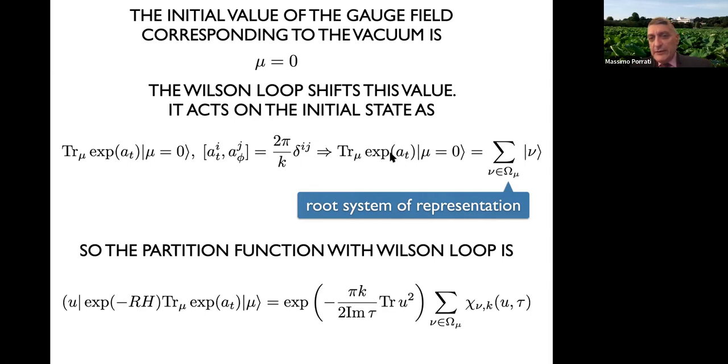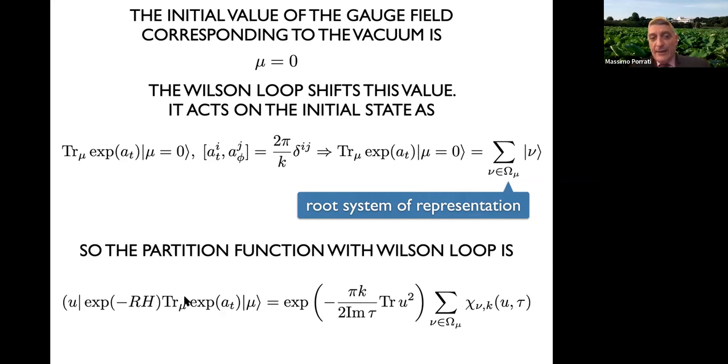And then, when you compute the trace of the exponent of A applied to this mu, you know exactly what you get, because this A has canonical commutation relation with A phi. The initial state is an eigenstate of A phi, and now when you apply this trace, you end up with a sum of eigenstates of A phi with eigenvalues that belong to the root system of the representation mu. So you apply this trace of the exponent of A t. A t, remember, is a matrix that belongs to the Cartan subalgebra, right? So when you compute the trace of the exponential, you end up with this sum over the roots of the representation.